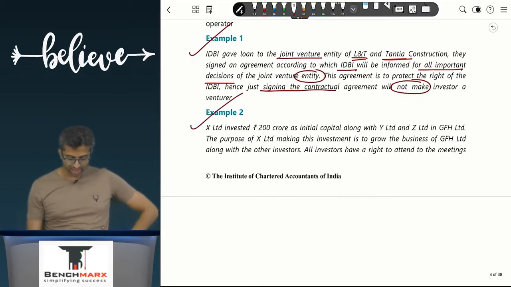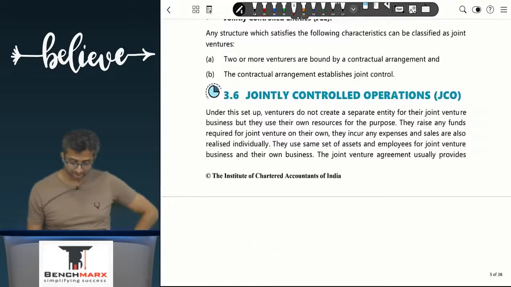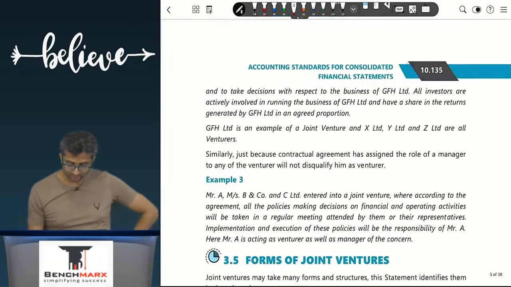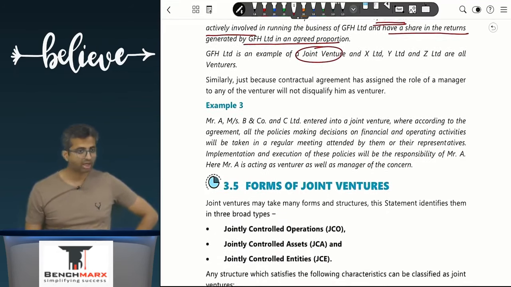Second, X Limited invested 200 crores as initial capital along with Y and Z in GFH Limited. Okay. The purpose of X making this investment was to grow the business of GFH along with other investors. All investors have a right to attend the meetings and to take decisions with respect to the business of GFH. All investors are actively involved in running the business of GFH and have a share in the returns generated by GFH in an agreed proportion. Is GFH an example of joint venture? Yes. GFH is a joint venture and X, Y, Z are co-venturers. Are we clear with this?